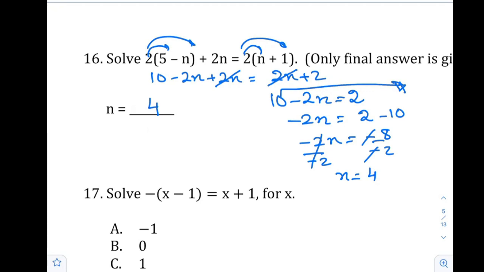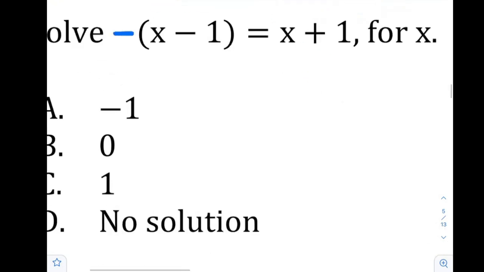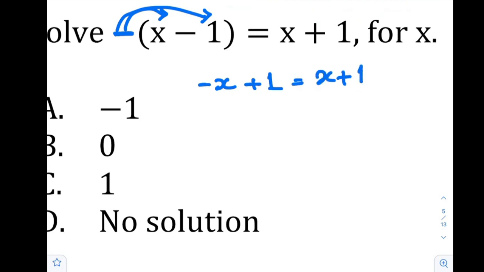Okay, let's check this question. Solve. Remember, there is a minus sign here. It's like minus 1. You multiply negative 1 by x, negative x. Negative 1 by negative 1, it's positive 1. The minus sign reverses the signs of everything over there. So it will be x plus 1.